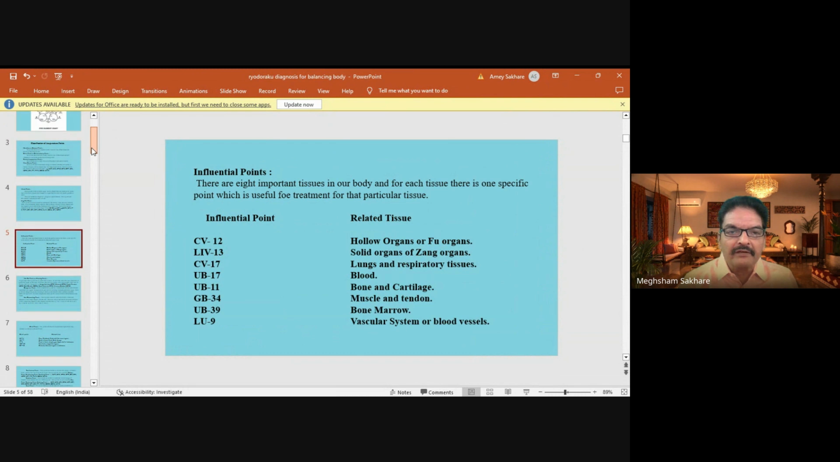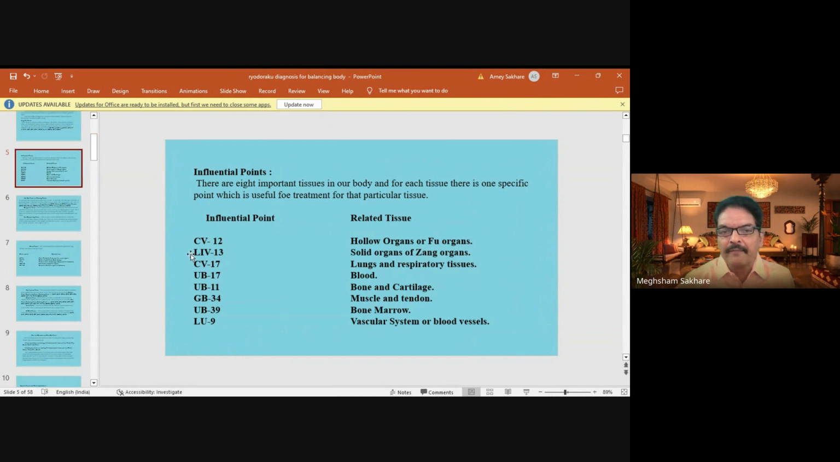Then there are tissue influencing points. There are 8 important tissues in our body. For each tissue, there is a specific point which is useful for the treatment of that particular tissue.